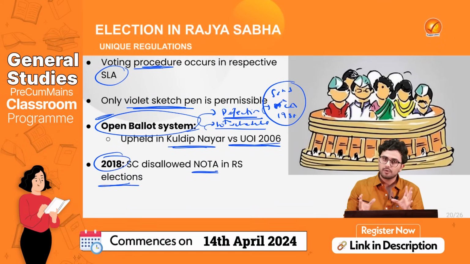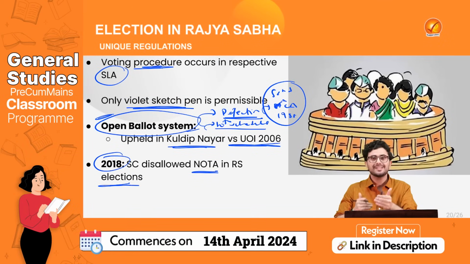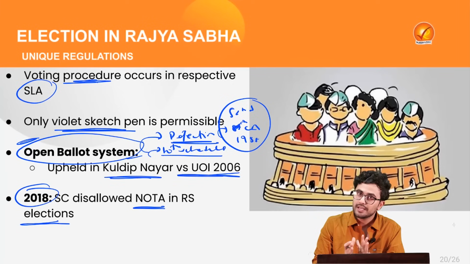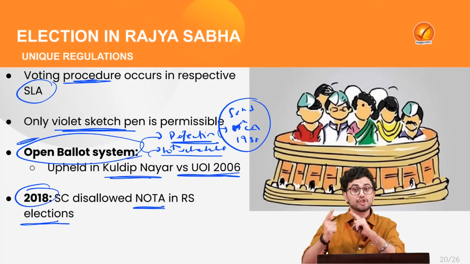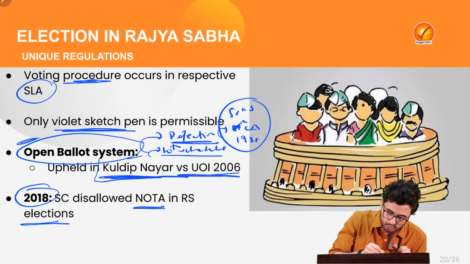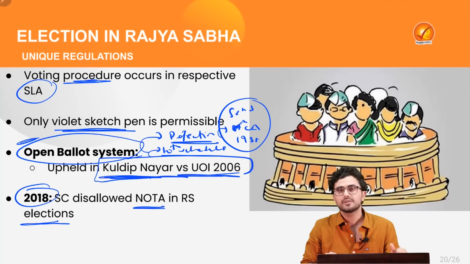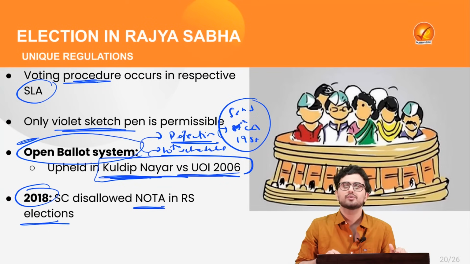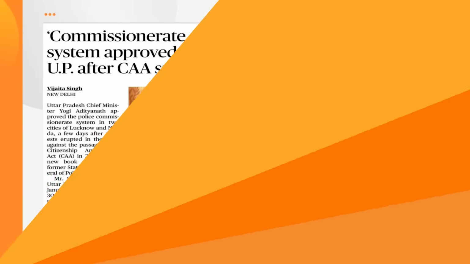Thus, we have covered in detail how the election takes place in Rajya Sabha and how the voting takes place. We have discussed the issue of cross voting and an important judgment related to that, which is Kuldeep Nayar versus Union of India 2006. With this, we move forward to the last news of the day.